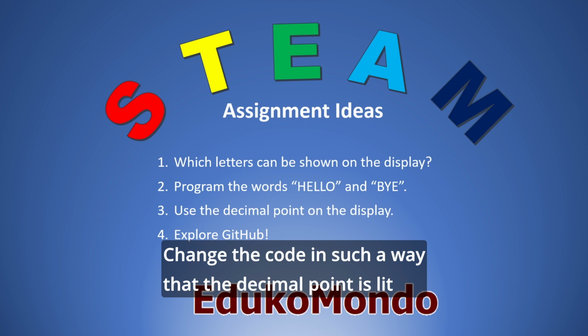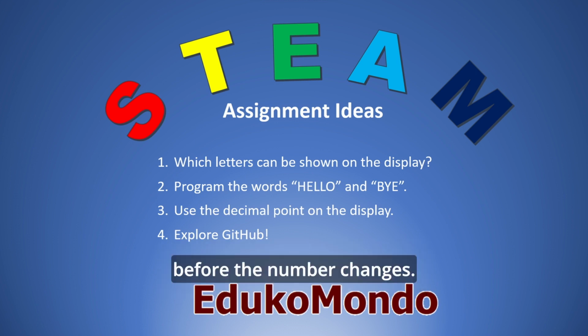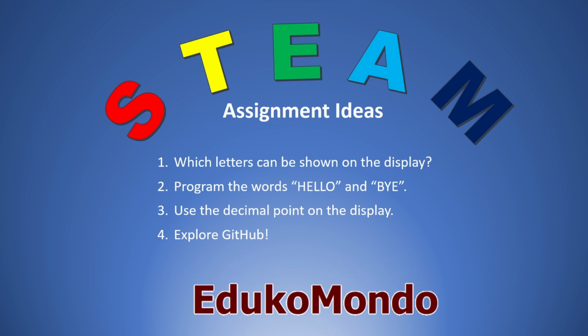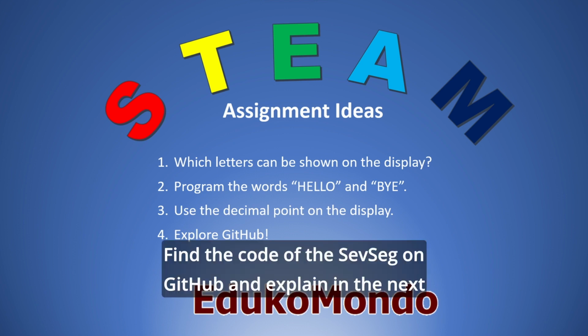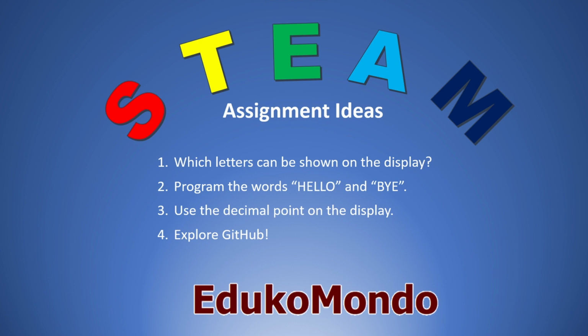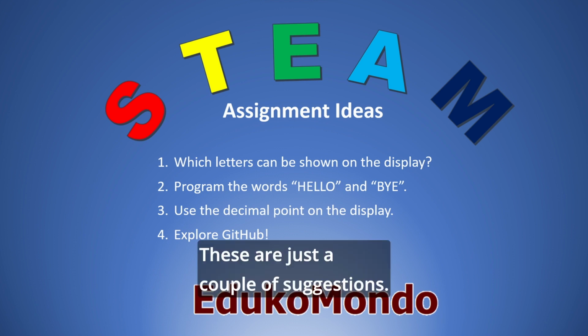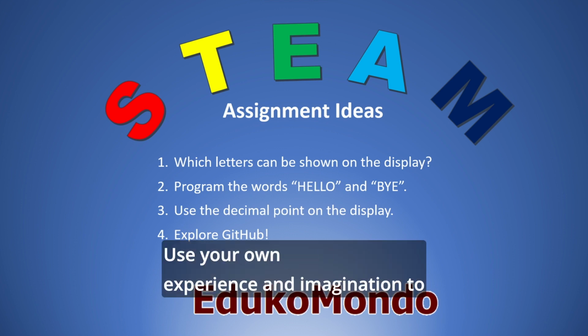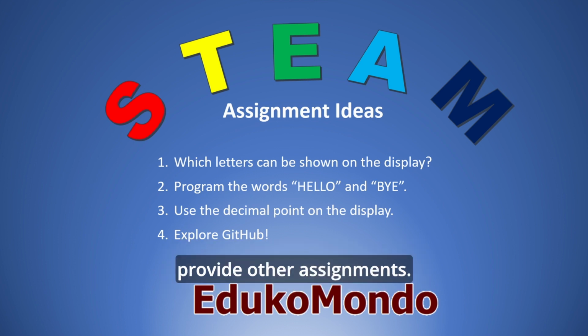Change the code in such a way that the decimal point is lit before the number changes. Find the code of the 7seg on GitHub and explain in the next lesson what GitHub is. These are just a couple of suggestions. Use your own experience and imagination to provide other assignments.